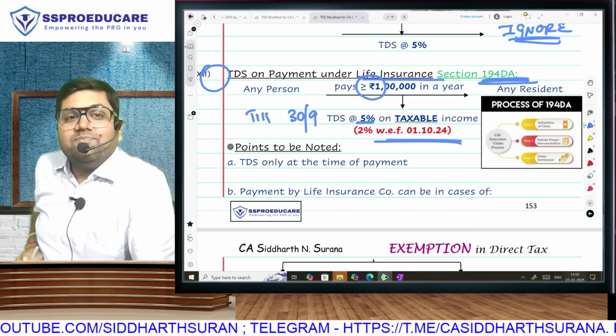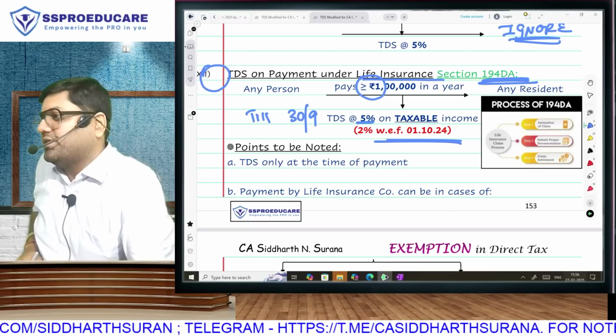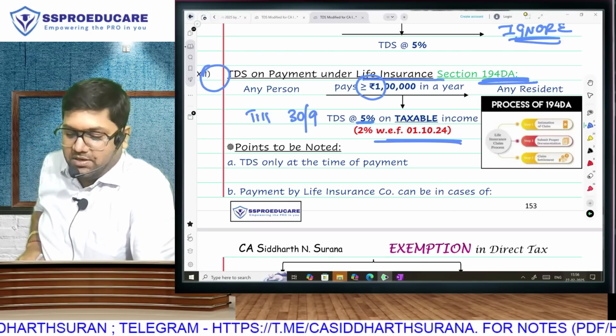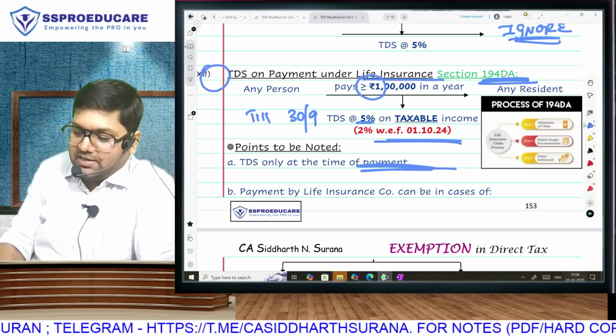This amendment has taken place in the middle of the year, and you will have to remember both rates. The rate of TDS till 30th September is 5%, and thereafter 2%. Is that clear? This also falls in the 9 cases of TDS at the time of payment.